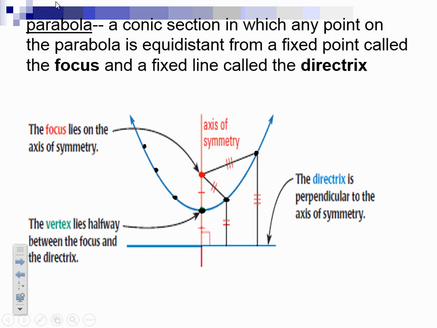A parabola is a conic section in which any point on the parabola is equal distance from a fixed point called the focus. That's this right here. This is our focus. And a line called the directrix. That's this line. So any point on our parabola is going to be equal distance between those two things. The vertex lies exactly halfway between the focus point and the directrix line.